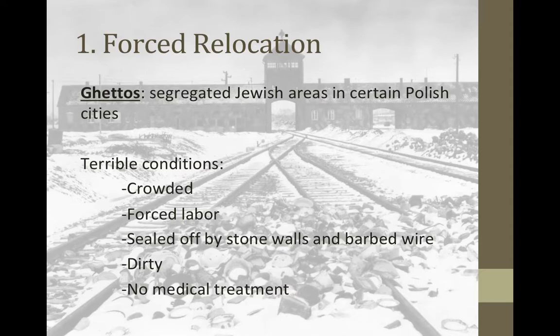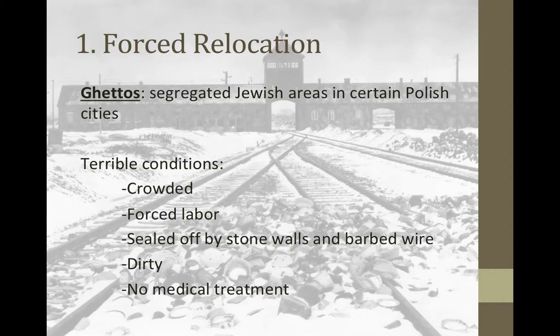So we're going to start with phase 1, which is forced relocation. After he puts in the Nuremberg laws and everything like that, not all the Jews are leaving Germany and the German Empire. So he wants to force them all into one area, so he has them all located in one spot, segregated from the rest of the people. He creates what are known as ghettos. These ghettos are segregated Jewish areas in certain Polish cities.